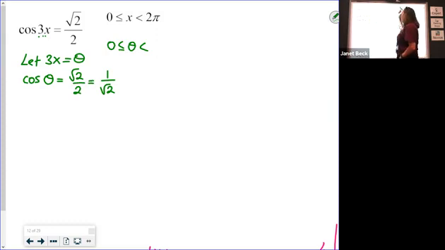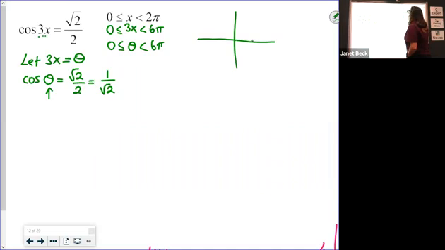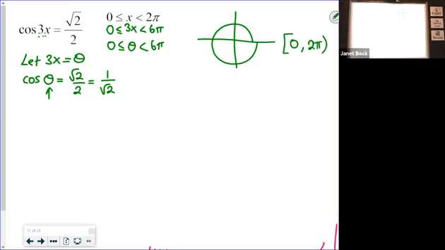But when we did this, what's our range going to be for theta? Well, theta is 3x. So if we multiply that by 3, 3 times 0 is 0, but 3 times 2 pi is 6 pi. So when we're solving for this angle here, theta, we're actually having to go up to 6 pi. What we're going to do is have all of our answers between 0 and 2 pi. We're going to get those solutions first.